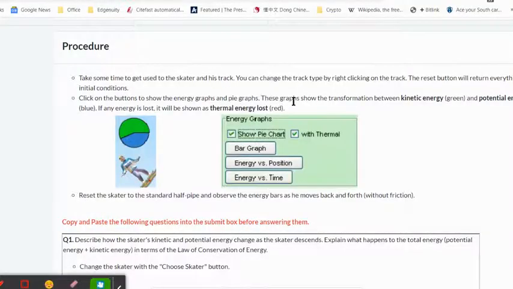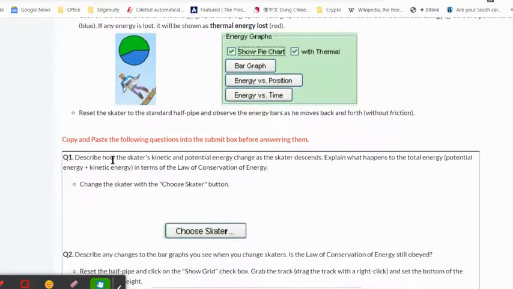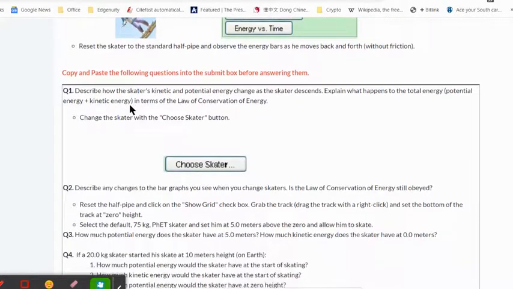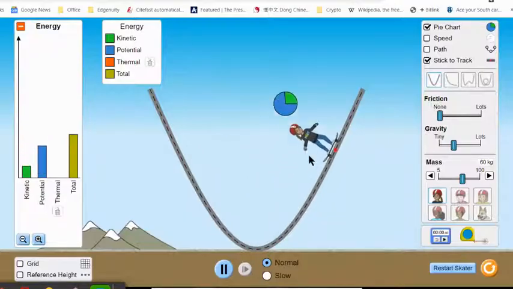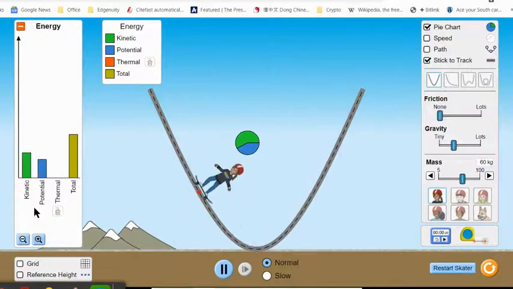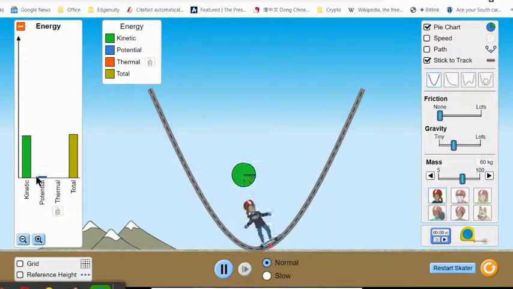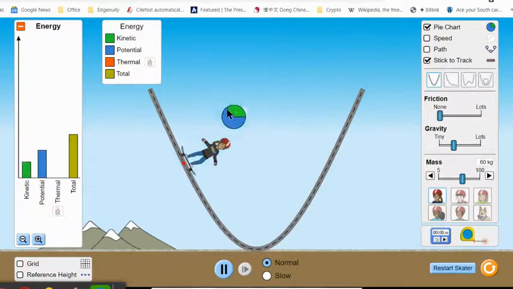So, kinetic and potential energy, reset to the standard half pipe. Okay, so watch how the skater's kinetic and potential energy changes as the skater descends. Explain what happens to the total energy. Okay, so here we go. Here's the total energy. Here's the kinetic and potential energy as the skater descends and ascends. And over here is the pie chart.